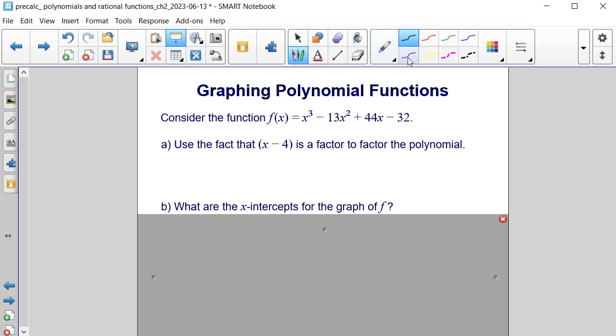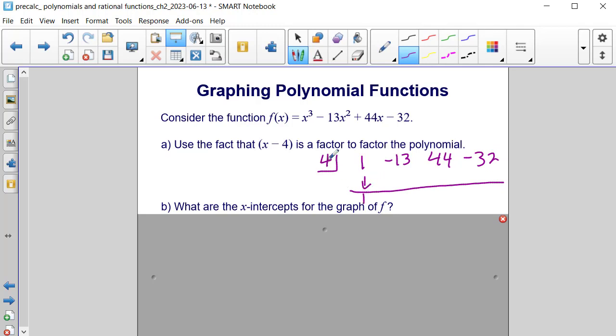Now we can do this with either long or synthetic division. Since synthetic division is slightly faster, I'm going to set it up that way. The factor x minus 4 also tells us that the 0 that corresponds to it is positive 4. And then if we write down the coefficients of our original polynomial, 1, negative 13, 44, and negative 32, we can then execute the synthetic division.